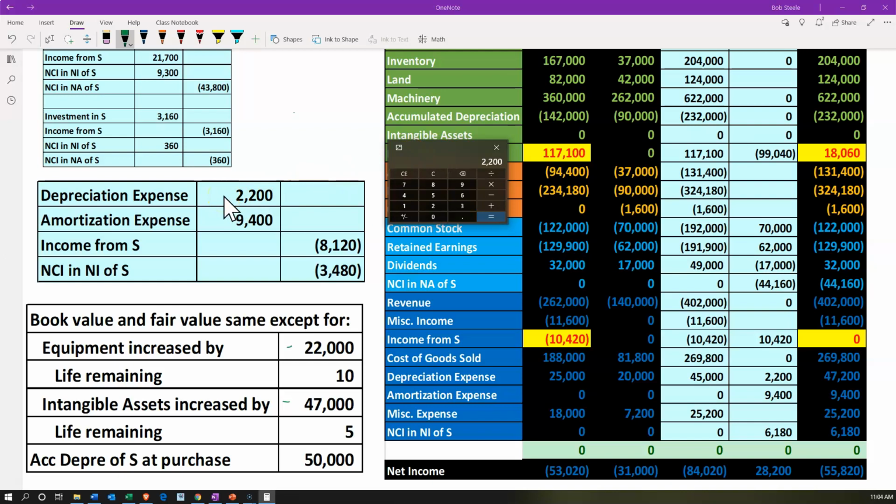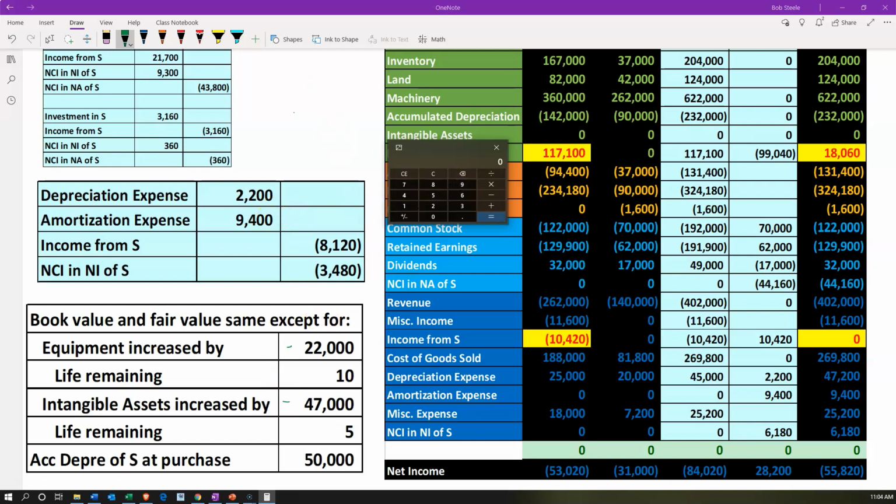I'm not taking 70% of it. I'm recording the full amount now of the depreciation for the combined items that we will then allocate out between controlling and non-controlling interest, and then the 47,000 divided by 5. That's going to be the 9,400.